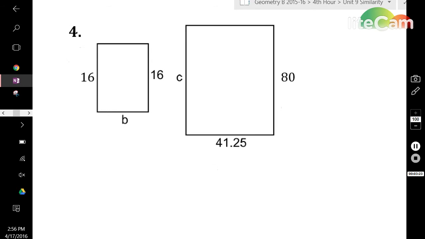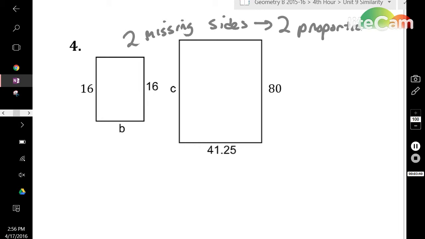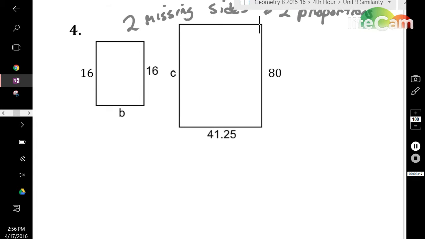This one, number 4, has 2 missing side lengths. So if you have 2 missing side lengths, you need 2 proportions. Okay, so let's write that down. 2 missing sides, you need 2 proportions. So 1-to-1 correspondence. If you had 3 missing side lengths, you need 3 proportions, and so on. So let's look at solving for B first. B corresponds with 41.25. So that can be my first ratio.